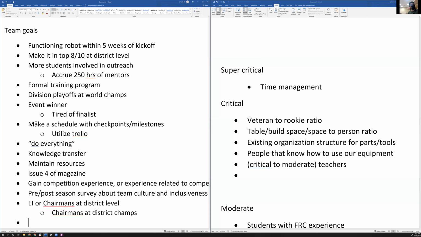But when we talk about wanting to be able to do knowledge transfer, gain competition experience or experience related to the competitions, trying to be event winners and going back to the sustainability aspects of it, and some kind of formal training program, I'm going to propose that with the number of students that we have and with the resources that we have, that we build 4 robots this year.